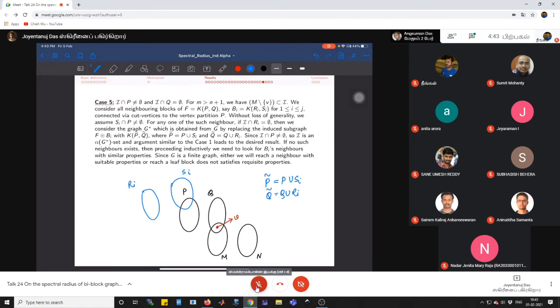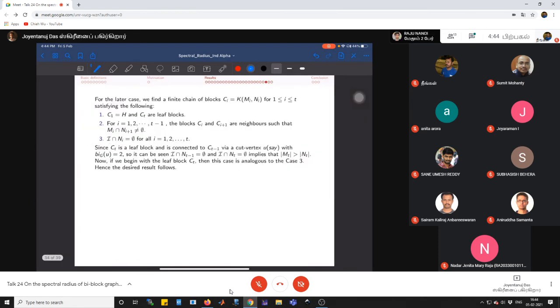Then we will proceed inductively and look for the neighbors of the neighbor. That is, the B_i's are the neighbors of the block F. Then we will look at the neighbors of each of the B_i's and search for similar properties. It may happen that those neighbors also do not have the property we are searching for. But since G is a finite graph, we can either find a neighbor with the suitable properties, or we will reach a leaf block which does not satisfy the property. So I will tell more explicitly what is happening.